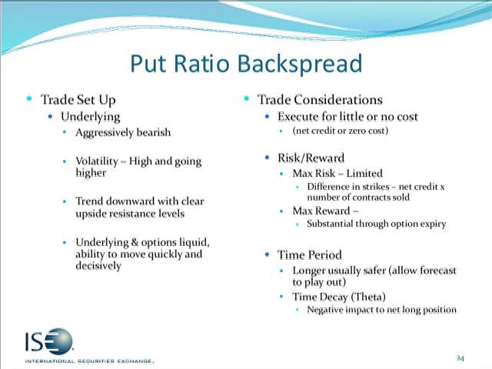We need to take a look and say where it's changed and what we have to be careful of. Underlying options need to be liquid. Goes without saying. We want to execute for little or no cost, net credit or zero cost. Our maximum risk is limited to the difference in strikes minus the net credit times the number of contracts sold, and the maximum reward remains substantial. Now we're just flipping it.